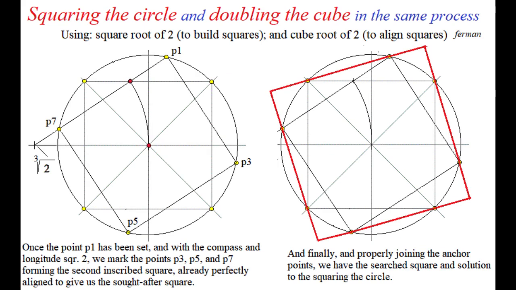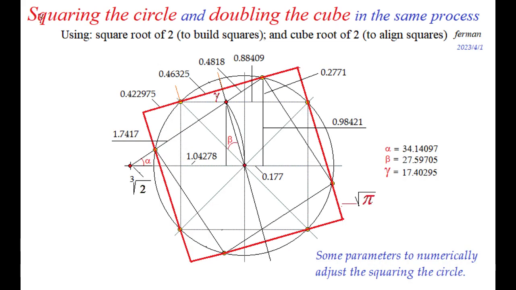Now, Figure 4, we proceed with the compass and square root of 2, to mark and draw the second square starting from the previous point found, P1, and marking the other 3 points of the square, P3, P5, P7. And finally with the ruler, we unite and extend the anchor points properly as shown in Figure 4 to build the desired square of the squaring of the circle. In the following drawing, some parameters and values of segments and angles are provided.